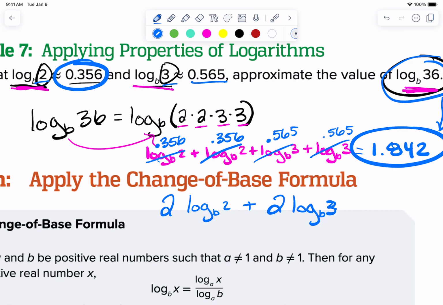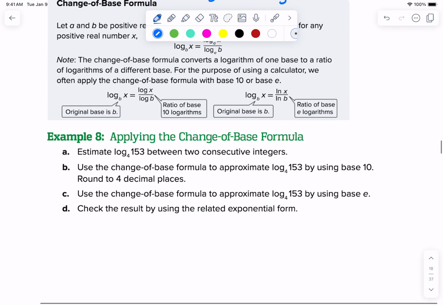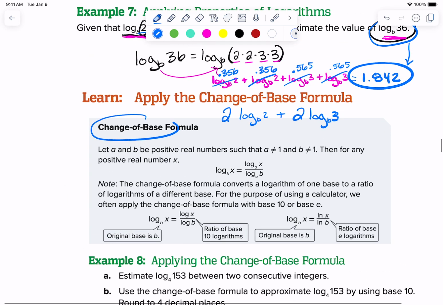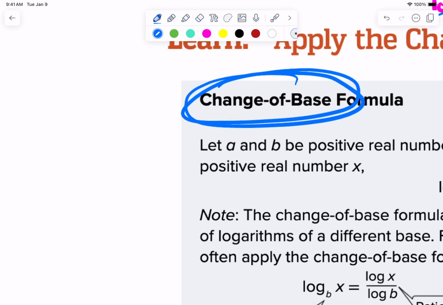Confusion? No. Okay. All right, last thing is something called the change of base. I'm going to give you a couple short examples, change of base. Ready? Let's say I have log base 2 of 9.